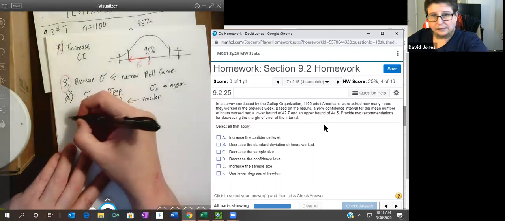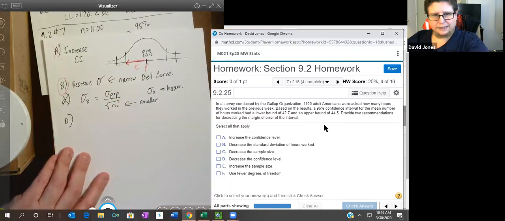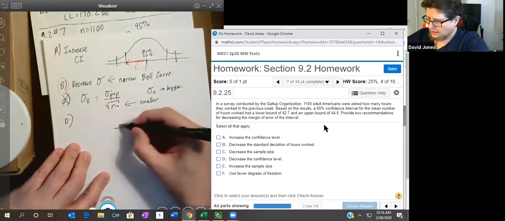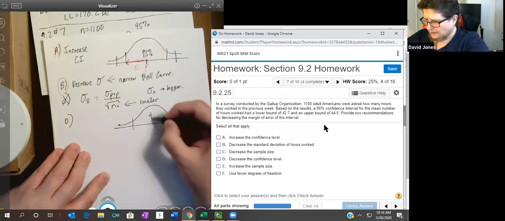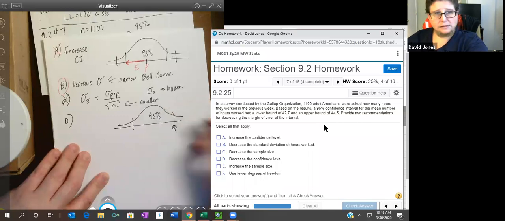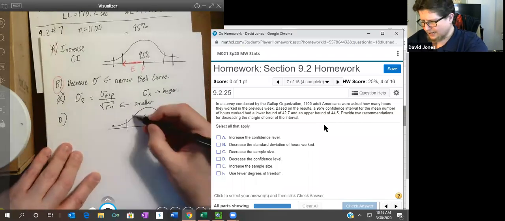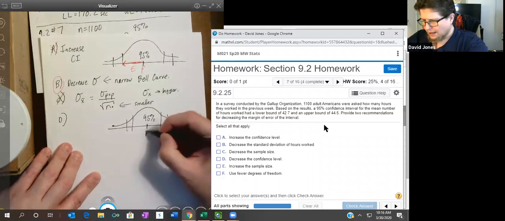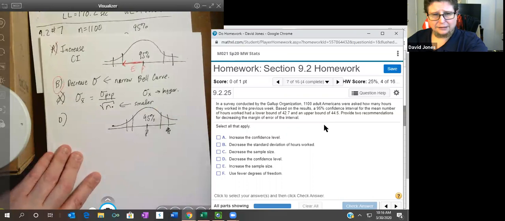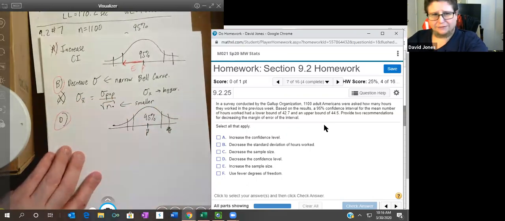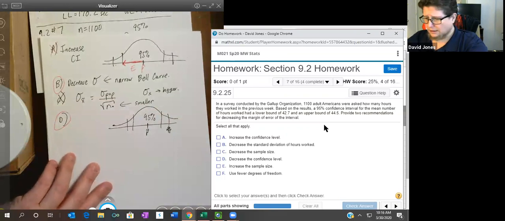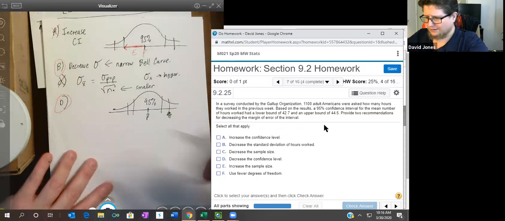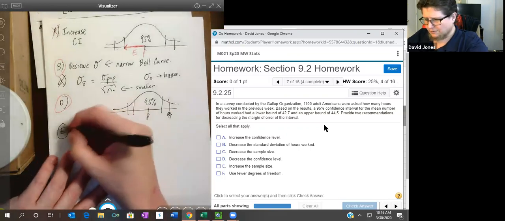D, decrease the confidence level. We're at 95%. If we decrease it, we're coming inward. That should narrow it down. That should decrease the margin of error. I've already got 2, so I just want to look at the rest.